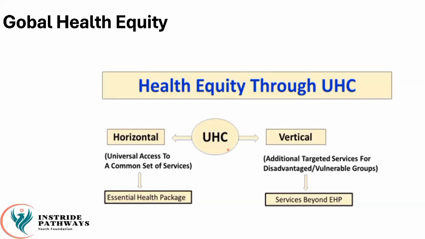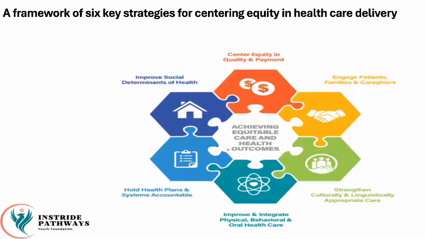Another good example is people with HIV. When people come to the hospital and they reveal their HIV status, they get discriminated against. The idea behind global health equity is that nobody should be discriminated against. Everyone should be treated fairly and equitably. And so this is just a framework of the strategies that we can use in achieving global health equity.